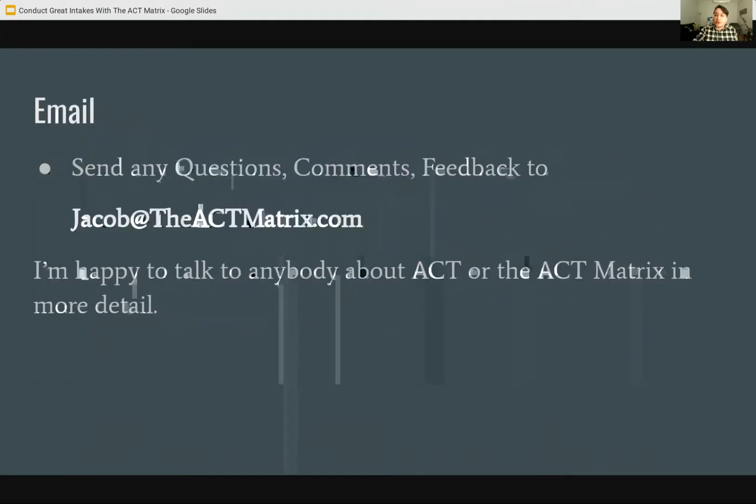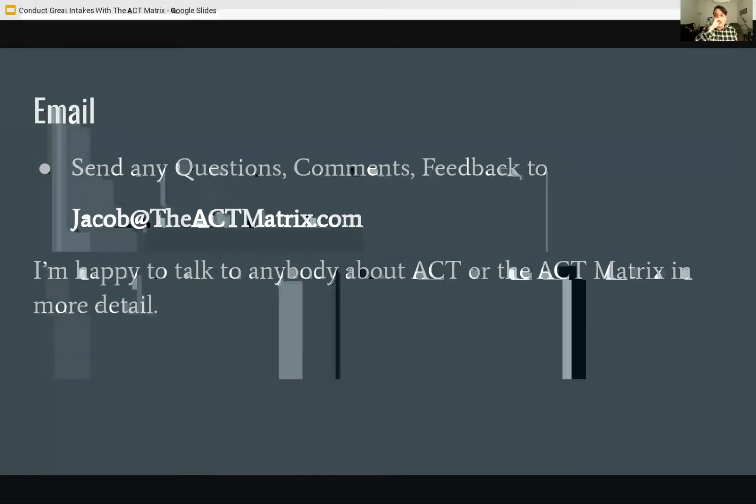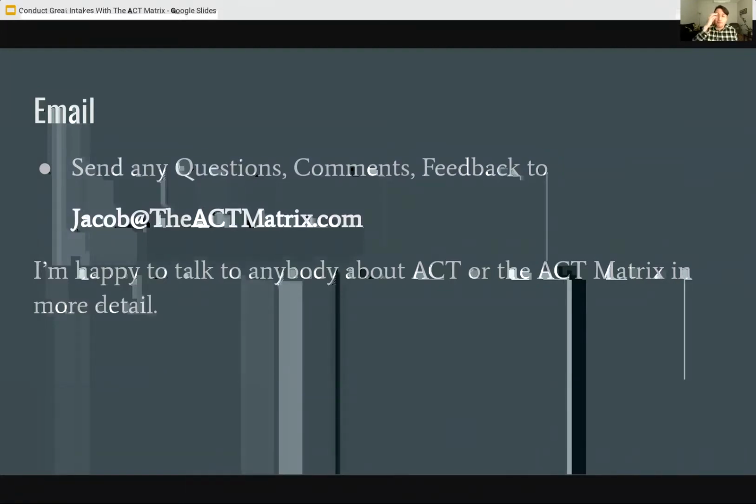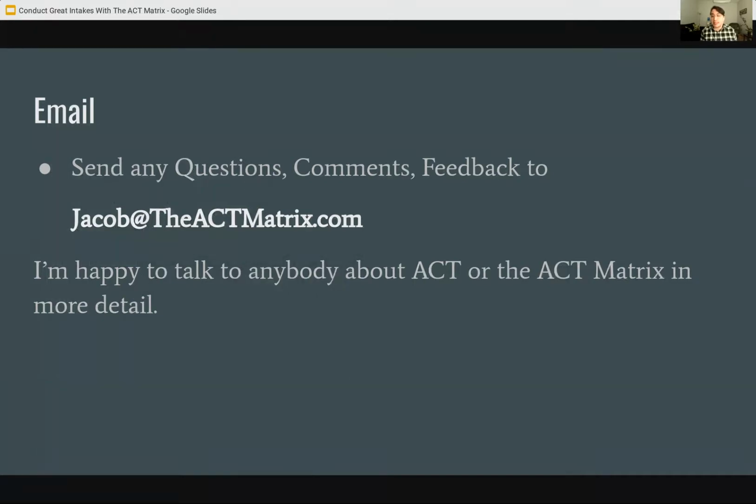But if you want to learn more about the matrix and how to use it for a variety of applications, I would point you to my own website. My website is theactmatrix.com. I've written extensively about the matrix there and how to use it in a variety of different ways. There's also a page about the hexaflex and the matrix and how to approach those. You're also free to email me anytime, because I love talking about this stuff, so I can talk about it forever.